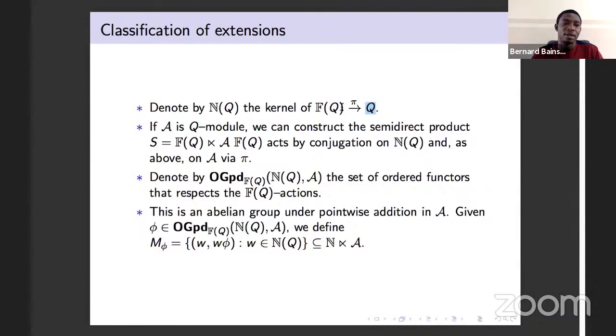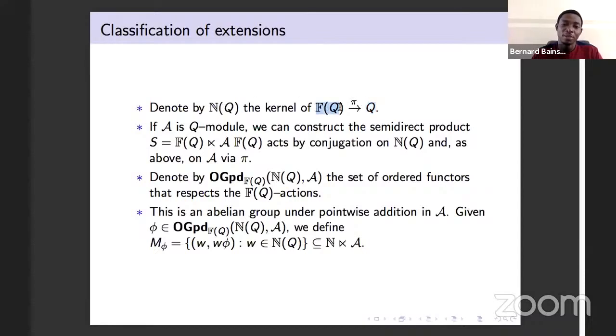So the free ordered groupoid will have paths instead of having strings of words for groups. Here you have paths, and each path we can identify with its corresponding image in Q by just looking at the composite of the individual morphisms in Q. So the kernel of this map you denote by N_Q.